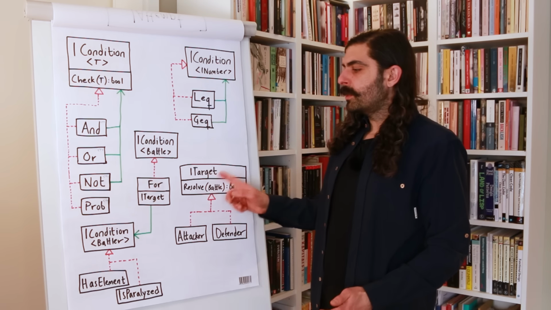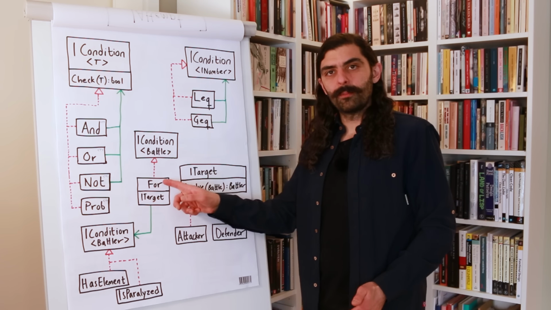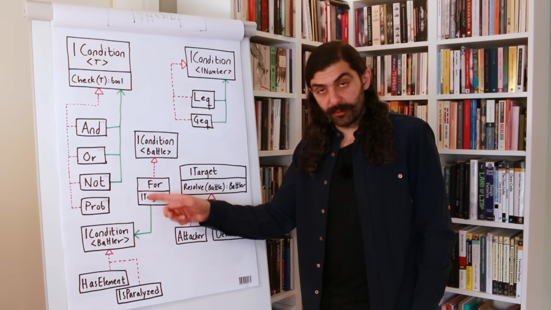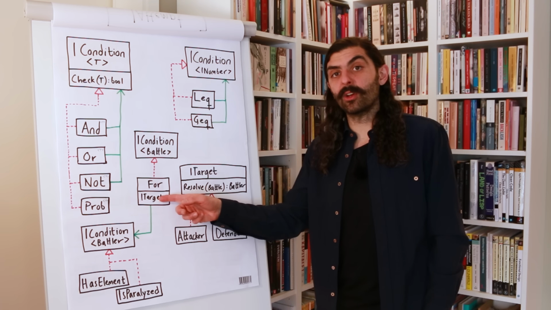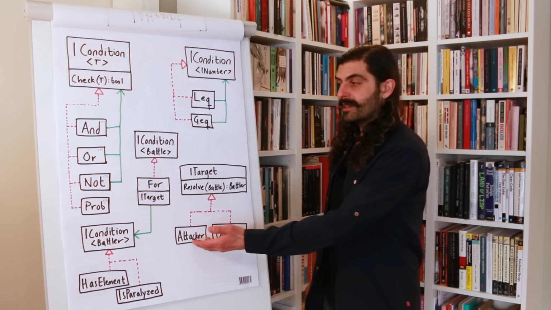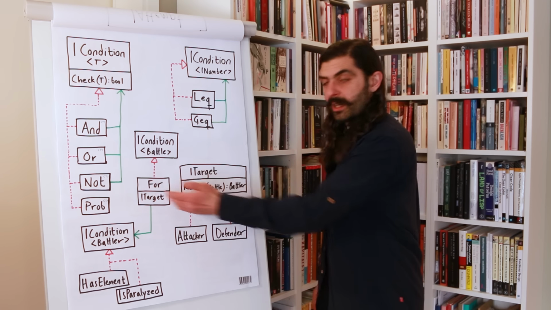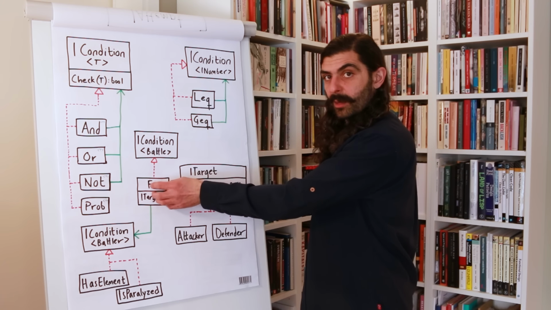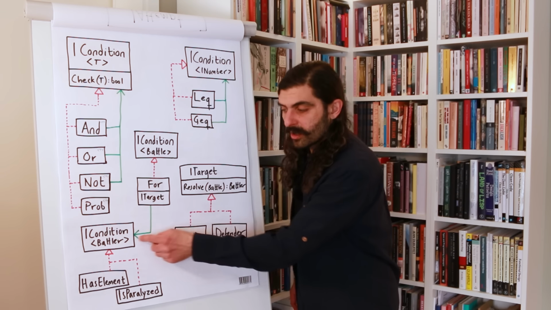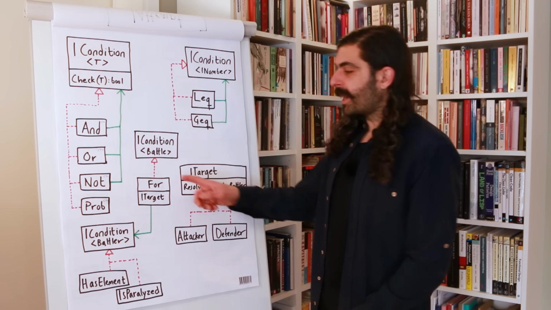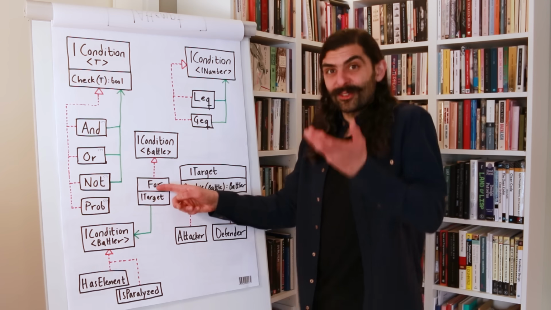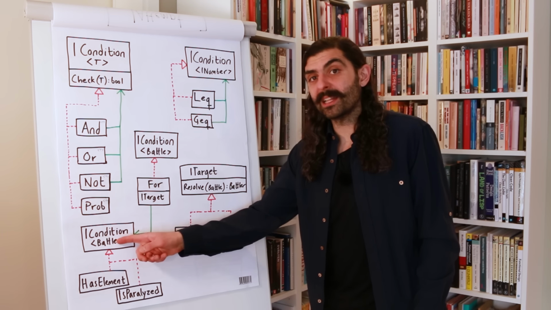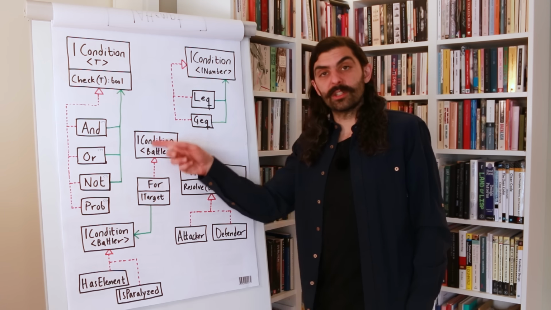Okay, so how do we use this notion of targets within For? If you have an instance of the For class, then that must contain an iTarget. So you would say For attacker, for example, or For defender. And then that For type not only contains a target, but also contains a battler condition. So that means we can use this lifter to lift a condition on battlers up to the level of conditions for the battle.